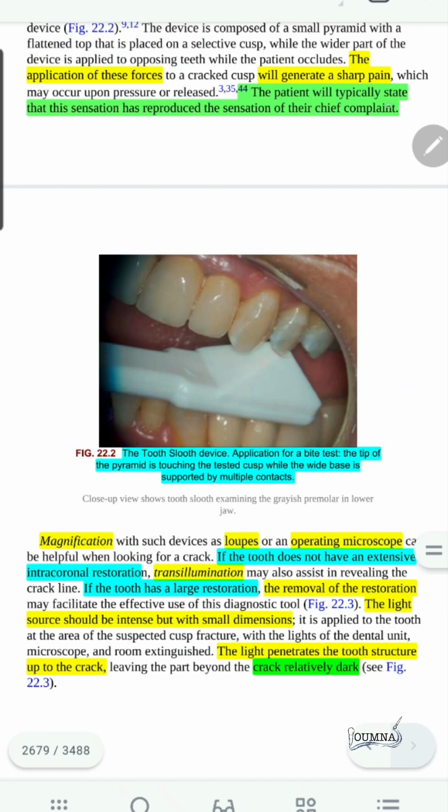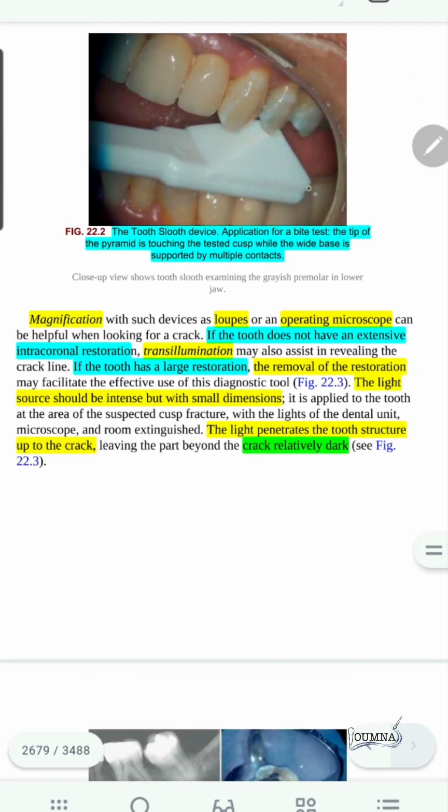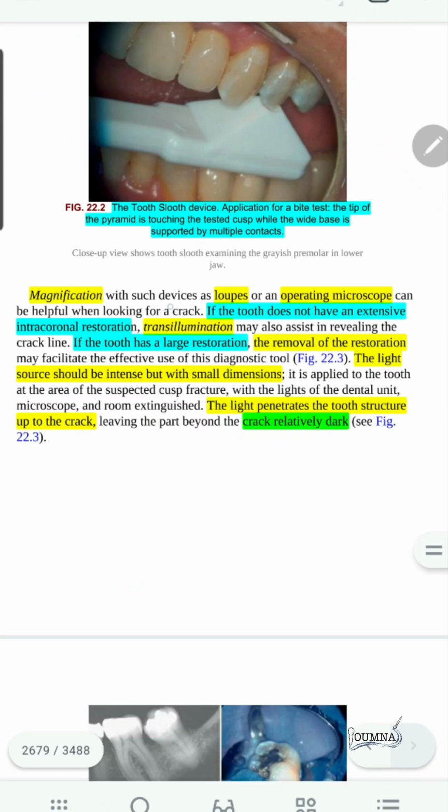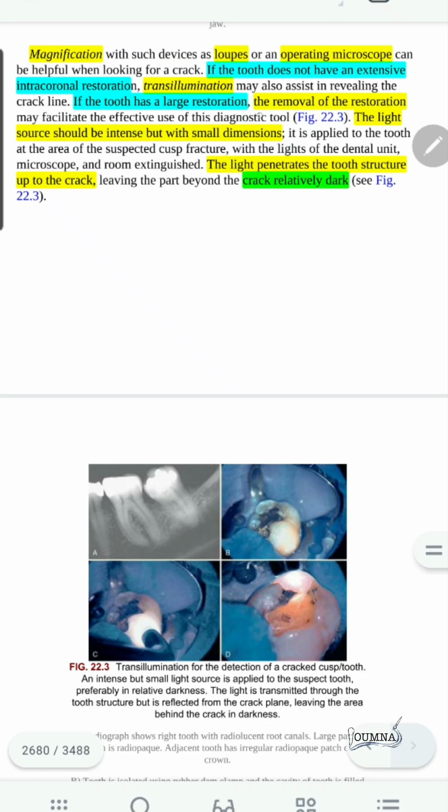The patient will typically state that this sensation has reproduced the sensation of their chief complaint, so this aids us that we are in the right direction. We can also do what is called transillumination, which means that we use a light and see the line of the cracked cusp. Sometimes we need to remove this large restoration to know the extent of the crack and determine the appropriate restoration.